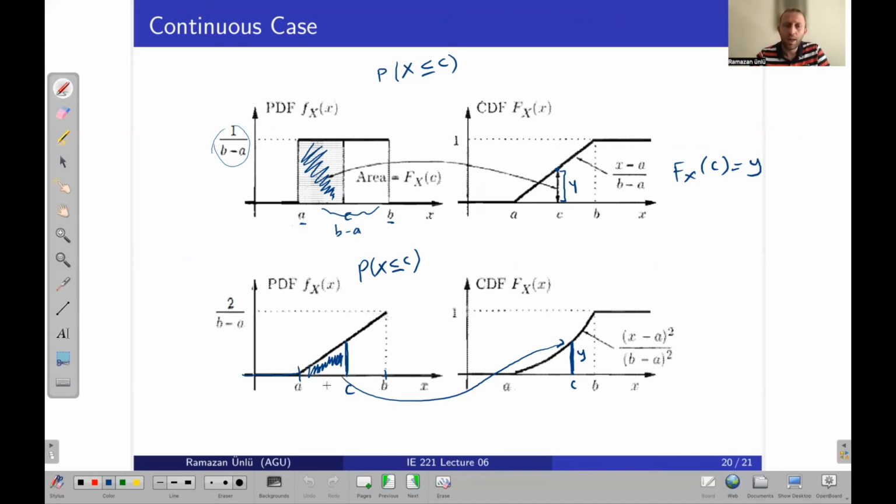Okay, so again, the area in the PDF function corresponds to the probability of x being less than or equal to some particular point, and this area corresponds to the point on the CDF graph. Okay, and the value of this point, let's say y, is equal to the area of that region on the PDF graph.